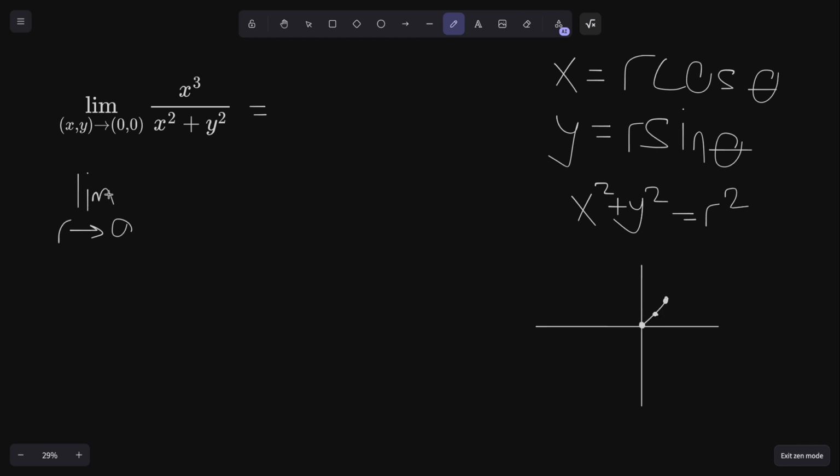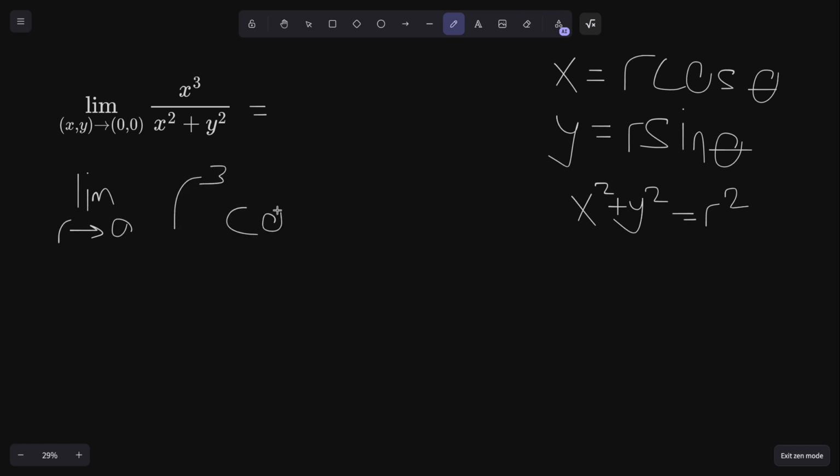So this is going to be the limit as our radius approaches 0, the r value approaches 0, because we're getting closer and closer to the origin, right? That's literally what this limit is describing. This is going to be the limit as r approaches 0 of x to the 3rd power. Let me just cube everything here and substitute that in.